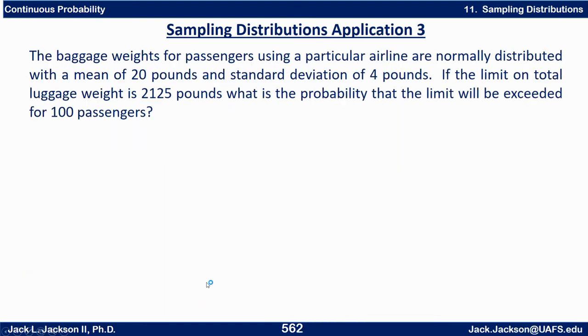All right, how about another application? The baggage weights for passengers using a particular airline are normally distributed with a mean of 20 pounds and a standard deviation of 4 pounds. If the limit on the total luggage weight is 2,125 pounds, what is the probability that the limit will be exceeded for 100 passengers? See if you can work that out. Think about that a few minutes. Press pause, come back when you're done.